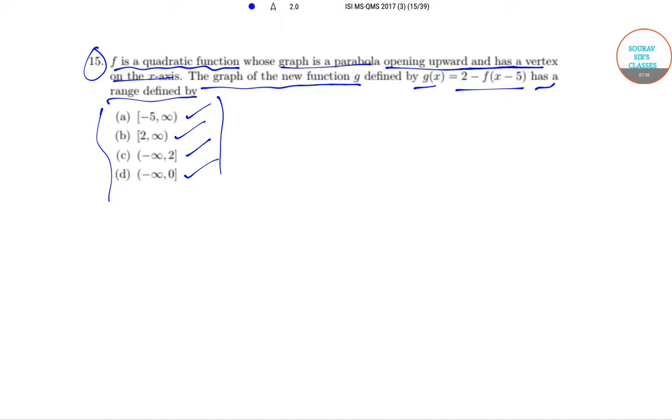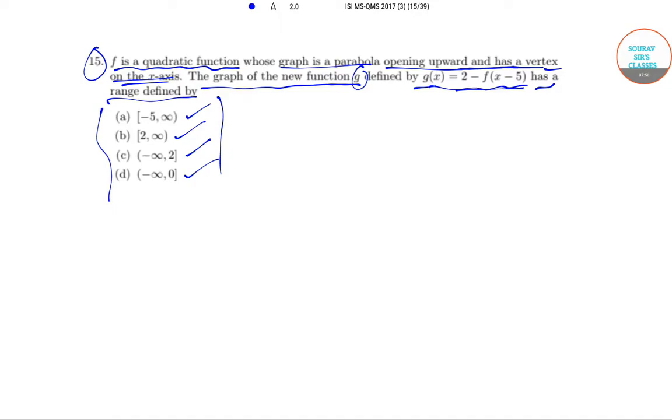So we've been given that function f is a quadratic function whose graph is a parabola, opening upward, and it has a vertex which is on the x-axis. For the graph of the new function, we have to find out the range of the function g, which is defined by g of x is equal to 2 minus f of x minus 5.